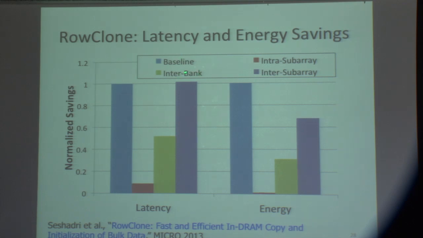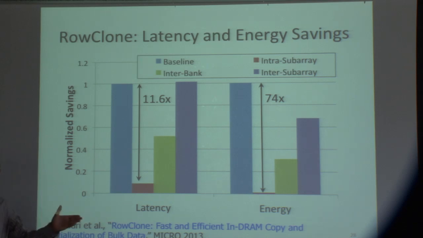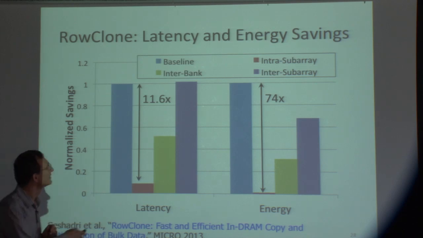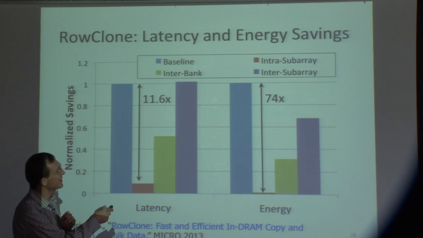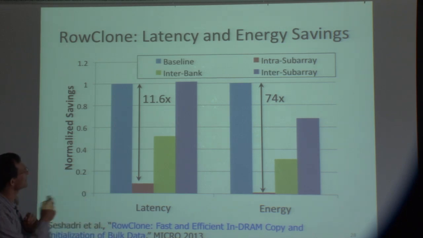If the source and destination pages are in the same subarray, intra-subarray, you get 11.6x latency improvement. I think it is 1,046 nanoseconds in the baseline to do this copy, and you go down to 90 nanoseconds. Your energy improvement is much higher also, because you're not utilizing all of that interconnect between the memory and the processor, as well as within the processor. A lot of the DRAM energy is consumed on that bus between the memory and the processor. You're saving that bus energy and bandwidth. So this leads to a 74x reduction in energy for a 4 kilobyte page, I think.